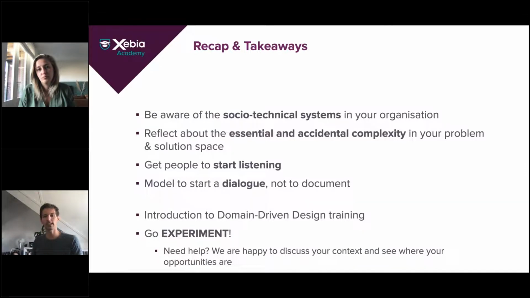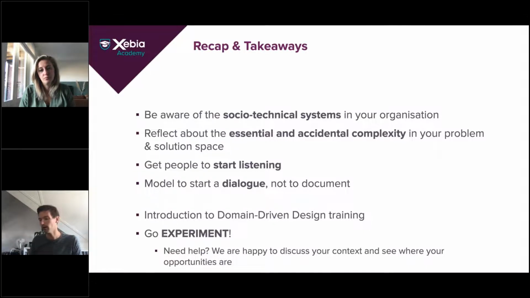Think about the essential and the accidental complexity that you have in your problem space, in your solution space. What's there in your organization? What kind of processes are actually not contributing to solving the essential problem, but are just adding fuss? Get people to start listening, right? Organize visual collaboration. Talk about it. Experiment with it for yourself, right?